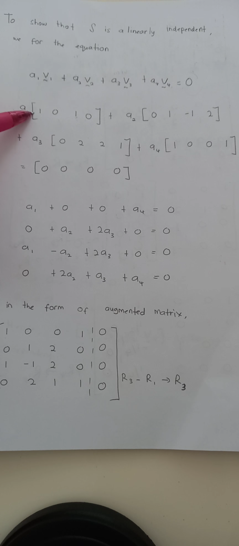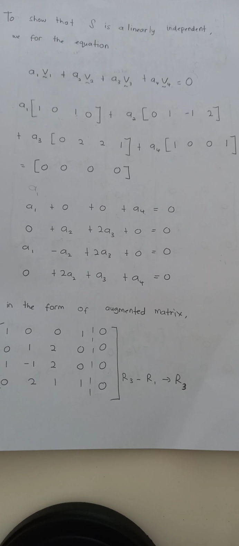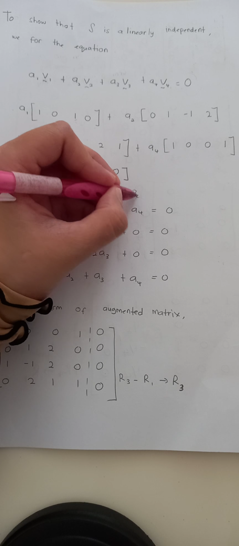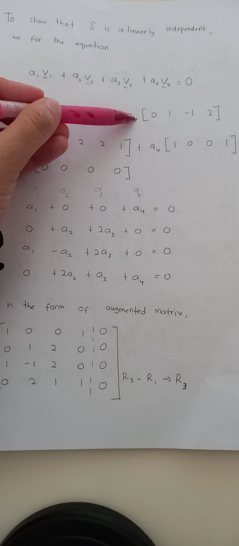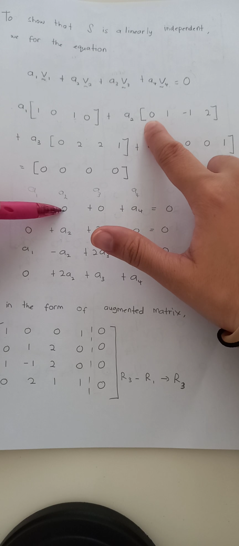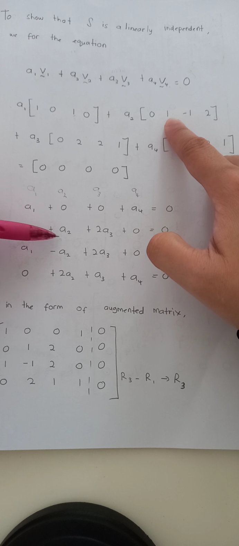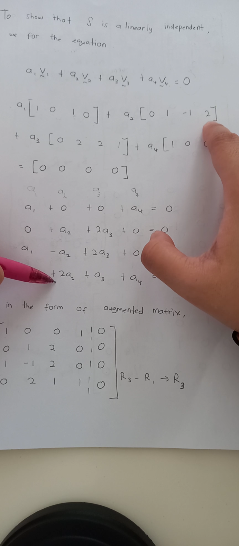So see here, A1 dia 1, 0, 1, 0. So remember this is A1 for the first column, A2 for the second column, A3 for the third column and A4 for the fourth column. So every A1 must be in here. Okay? So A1 kita 1, 0, 1, 0. So A2 kita 0, 1, negative 1, 2. So 0, right? 0. And then the second one, the second row is 1. So it is 1. See, 1. So negative 1. So negative 1. And then 2. 2. Okay?